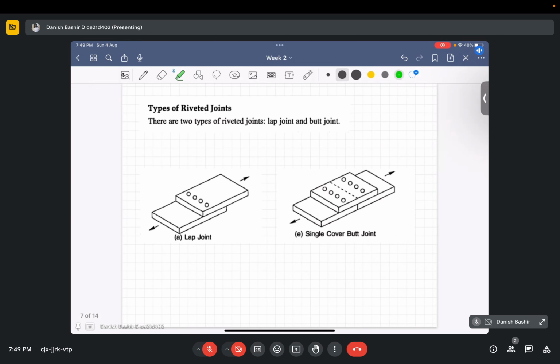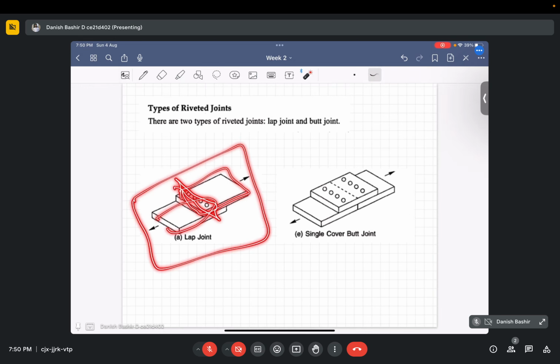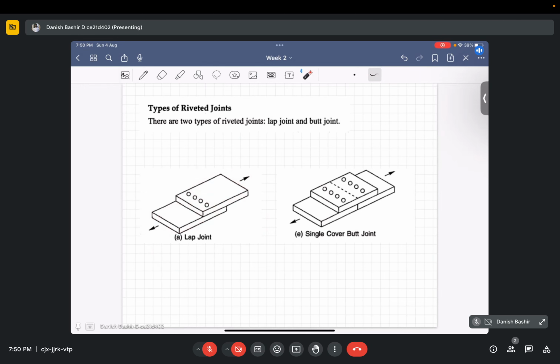Now coming to the types of riveted joints. There are two main types of riveted joints. Here this is one plate and there is another plate. They are joined like this, end to end, and riveting is done in this direction. This is known as a lap joint.